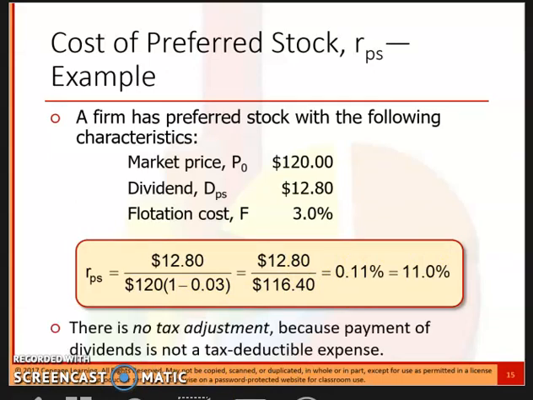Important, there's no tax adjustment on preferred stock because preferred dividends are not tax deductible. Neither are common dividends. Important distinction. That's why the effective cost of debt is actually so much lower.